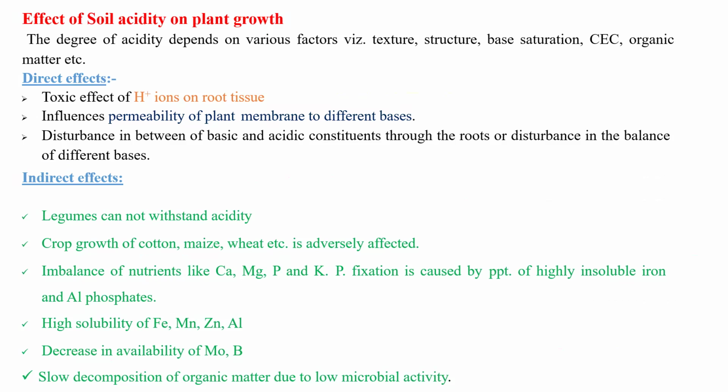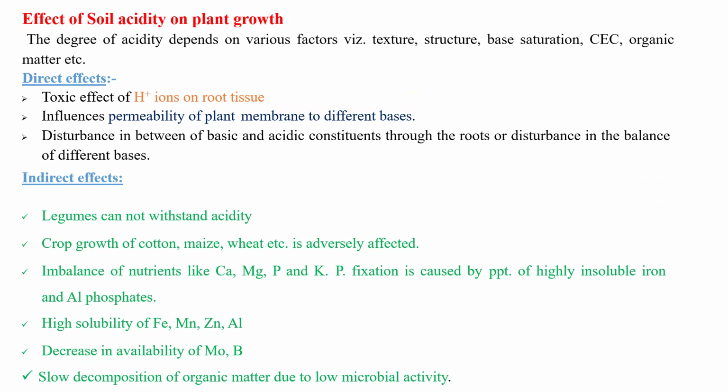Coming to the indirect effects, they are seen in legumes that cannot withstand soil acidity. Growth of crops like cotton, maize, and wheat is severely affected because of this low pH condition. Nutrient imbalances include calcium, magnesium, nitrogen, phosphorus, and potassium, where the soluble forms are converted into insoluble forms. Thereby they are not available for plant growth.